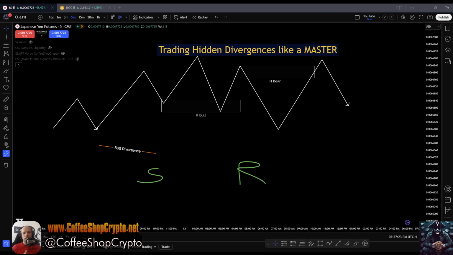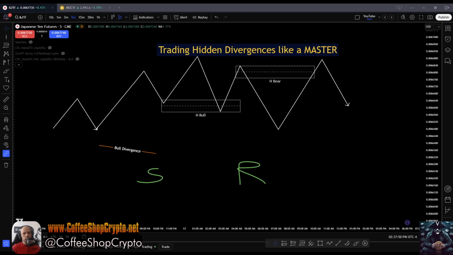That's fine. You're not supposed to be using hidden divergence markers as a buy or sell signal. That's not what it's for. It's just letting you know that something happened. Hidden divergences are support and resistance, but it's telling you that support and resistance has flipped over. It's telling you that support and resistance is upside down.